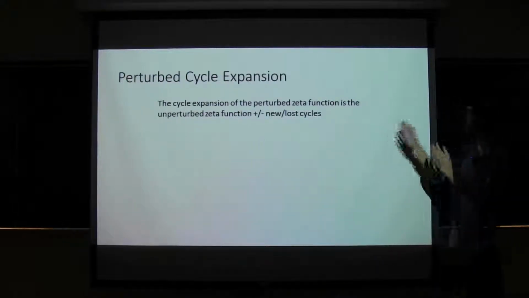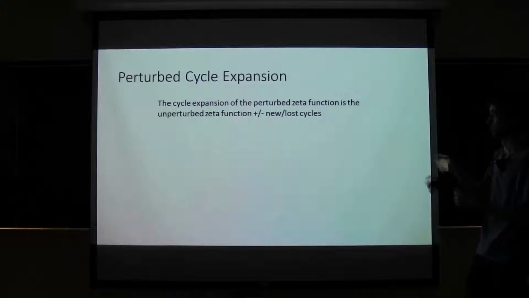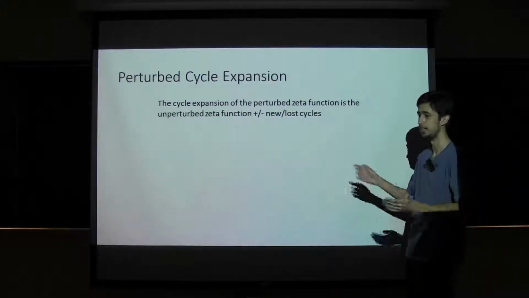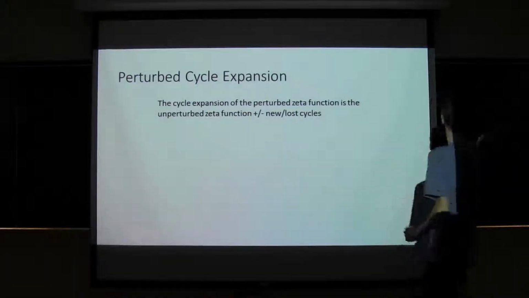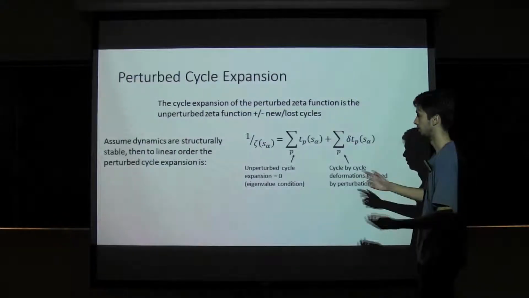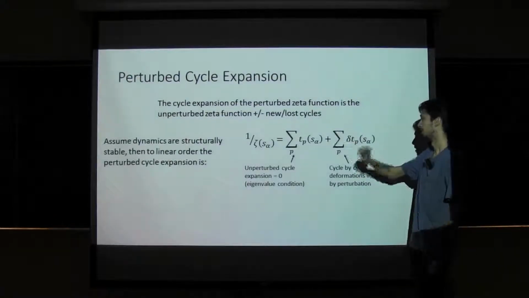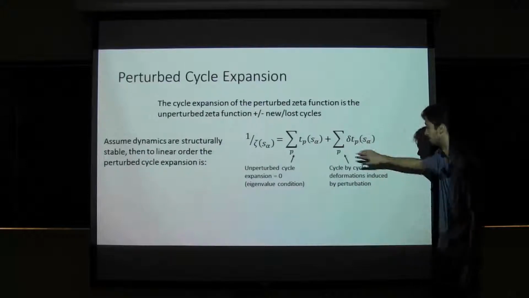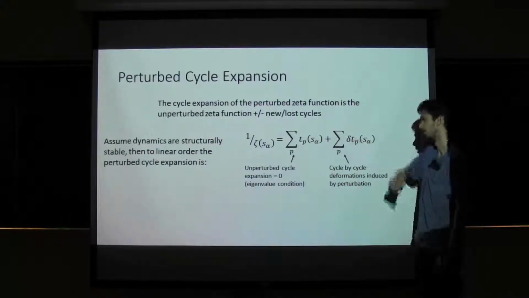And so the cycle expansion of the perturbed zeta function will just be the unperturbed zeta function plus or minus any new or lost cycles, but we're going to assume that the dynamics are structurally stable. So then we can rewrite the cycle expansion in terms of the addition of these little perturbations to each of the traces.